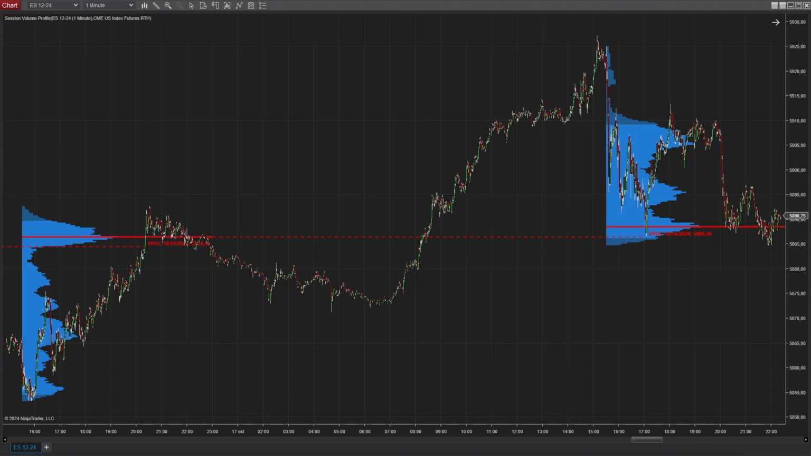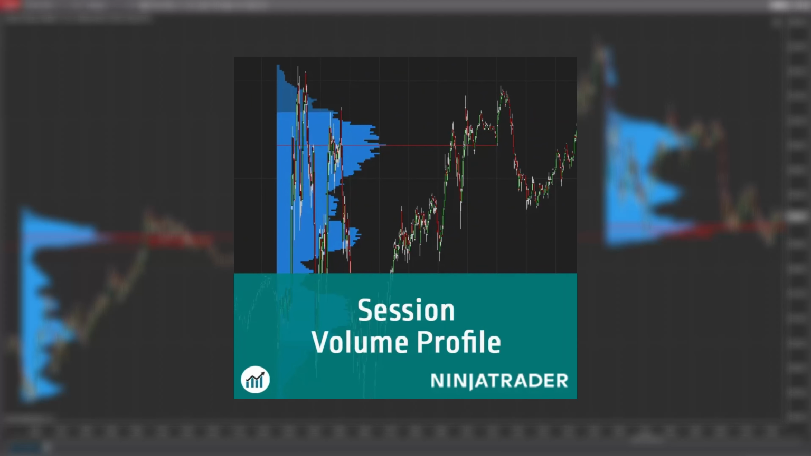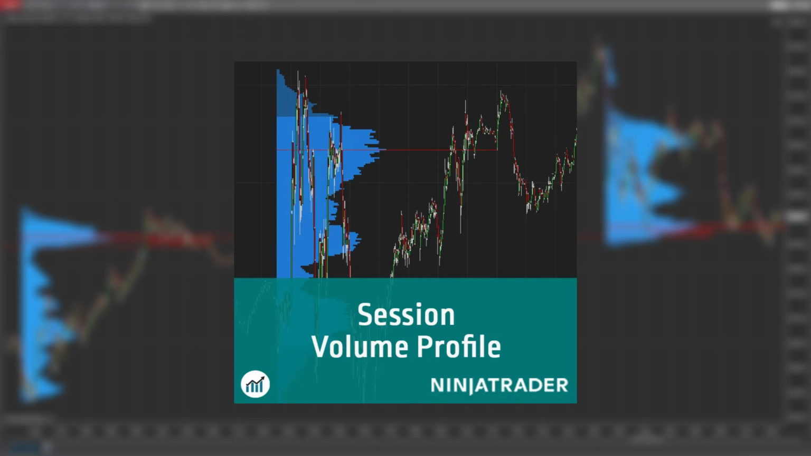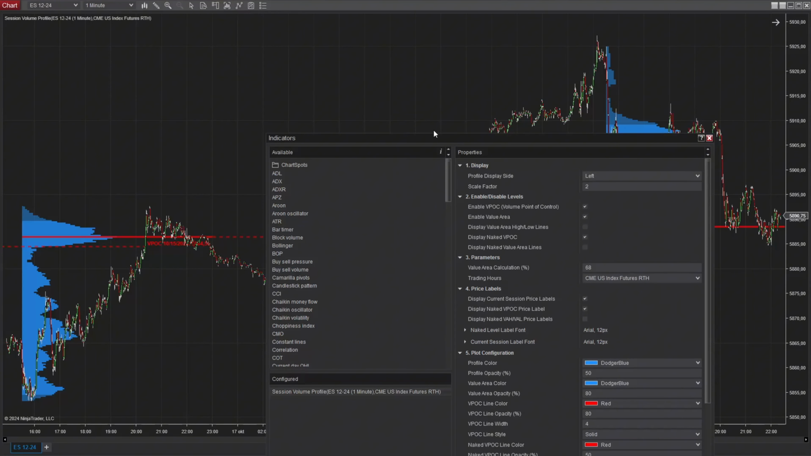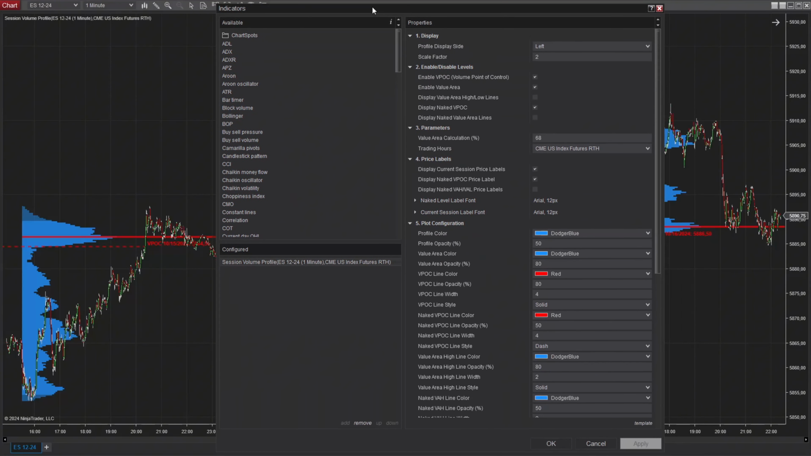So let's talk about the strategy. The trigger for this trade strategy is an exact test of a naked VPOC. To see these levels, you need a session volume profile indicator that supports naked VPOC levels. I'm using the ChartSpot session volume profile indicator here, which you can try out for yourself with a fully functional trial period. So let's have a quick look on how it's been set up.